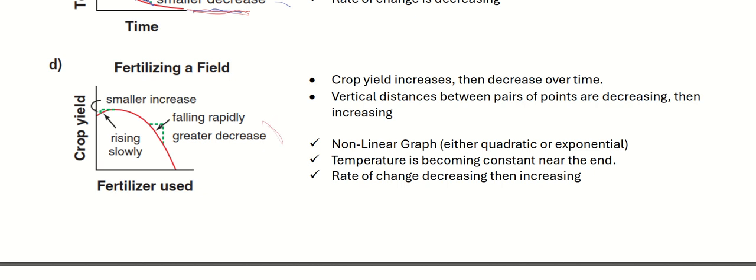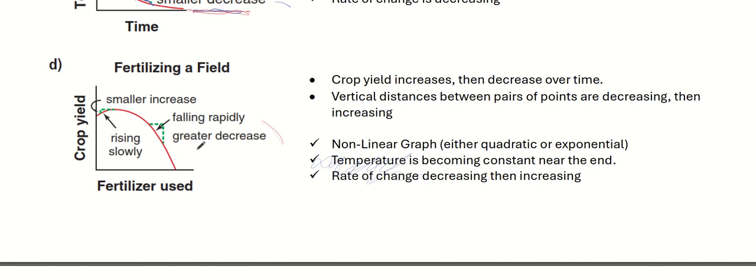Let me change the color there. And again, this is a non-linear graph because it's not a line, but you do not know if it's quadratic or exponential. So we'll be talking about that later. The temperature becomes constant near the end. Oh wait, this is wrong. Okay, I'm going to have to change that, but this is wrong here.